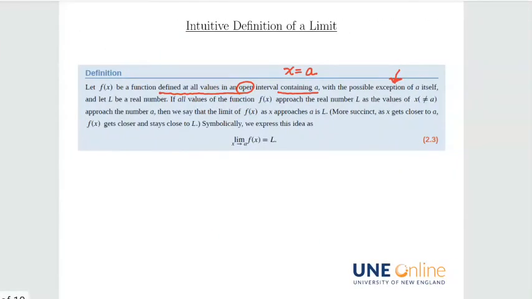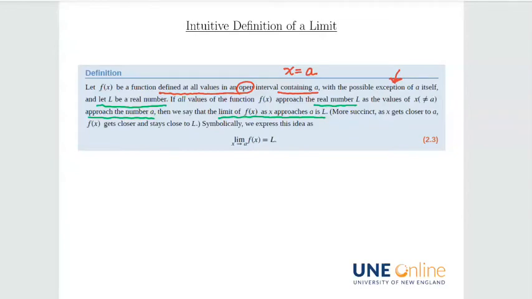So we let f of x be a function defined at all values on the open interval containing a, with the possible exception of at x equal to a itself, and then we'll let L be a real number. Now, if all of the function values approach this real number L as x approaches a, and it doesn't have to be that x equals a, but as x approaches a, then we will say that the limit of f of x as x approaches a is L.